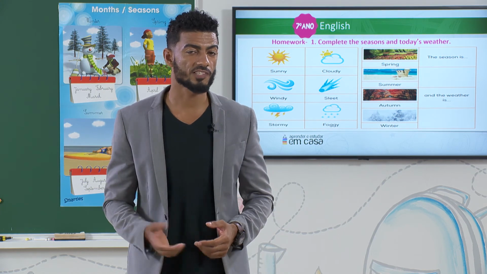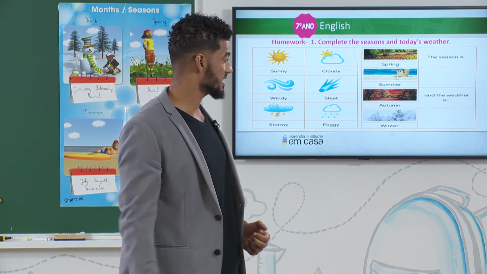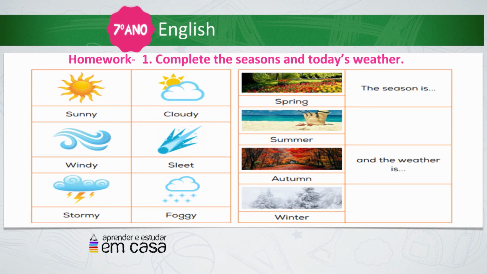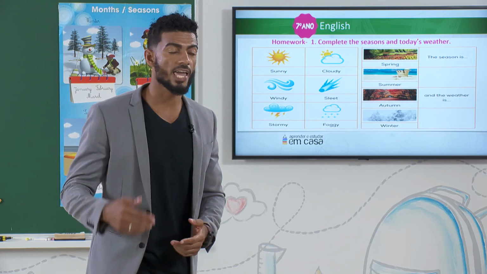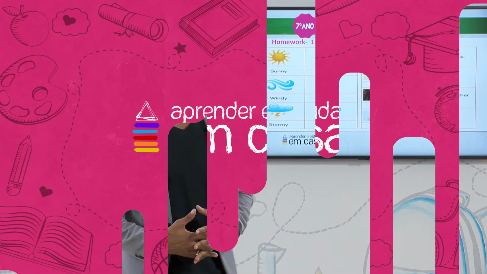Estamos a chegar ao fim de mais uma aula Aprender a Estudar em Casa, but before that, you have a homework to do, where you have to complete the seasons and today's weather. And this exercise, you can find it on your book on page 68. So here on one side you have the weather, and on the other side you have the seasons. You have just to complete it.